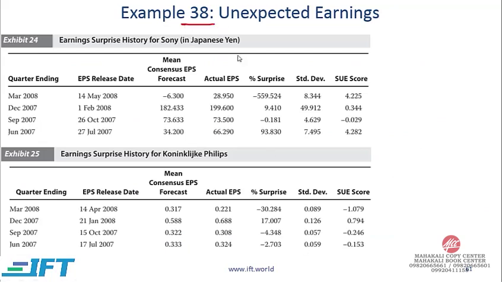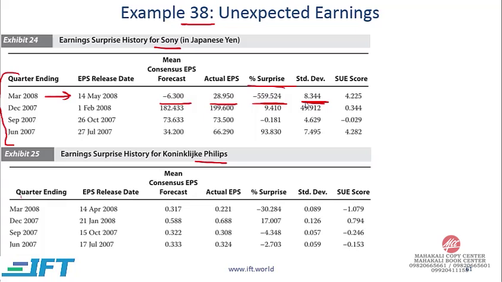So buy stocks which have positive earnings surprises. This is example 38, which illustrates the unexpected earnings for two companies, Sony and Philips. I want you to look at these numbers. We have several quarters of data. If you look at the most recent quarter for Sony, what was the consensus EPS forecast? Minus 6.3. What was the actual EPS? 28.9. What is the percentage earnings surprise? Where does this huge number come from? This is the earnings surprise, which is the difference, divided by the forecast.